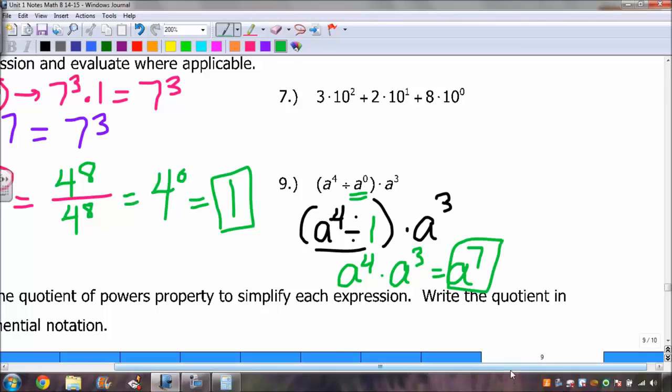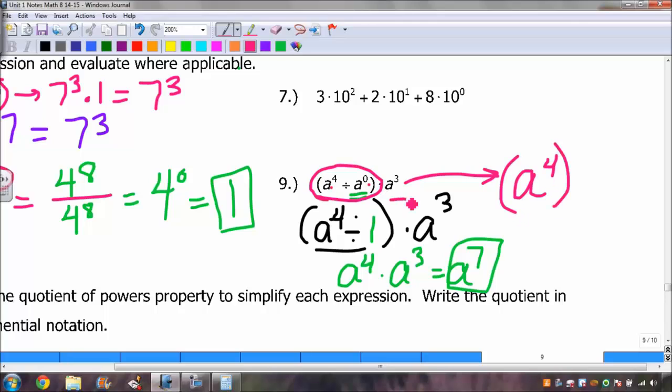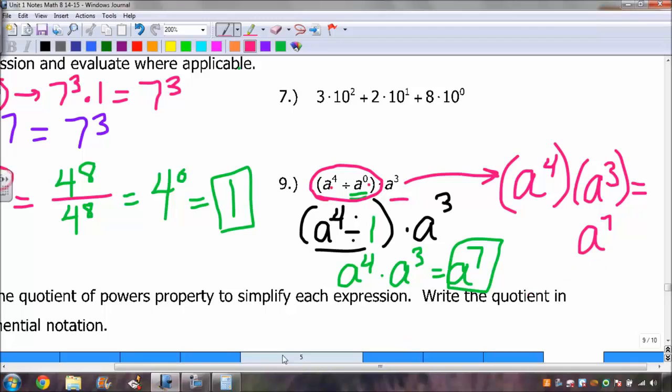The other way to think about it is as follows. We could just say that when you divide, all you have to do is subtract your exponents. So 4 minus 0 is 4. So I end up getting a to the 4th power. And then copy the rest of it down, times a to the 3rd power, you end up getting the same answer as a to the 7th power. So you can think about it several different ways and you'll end up getting the same answer.